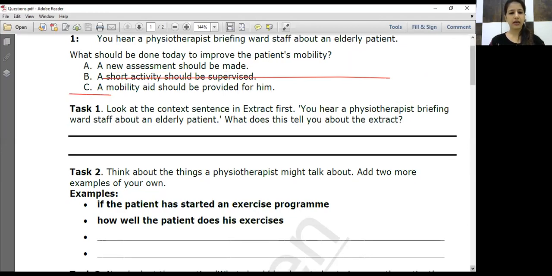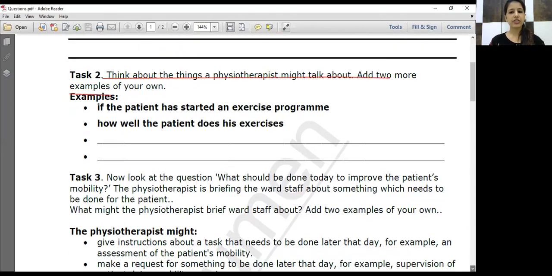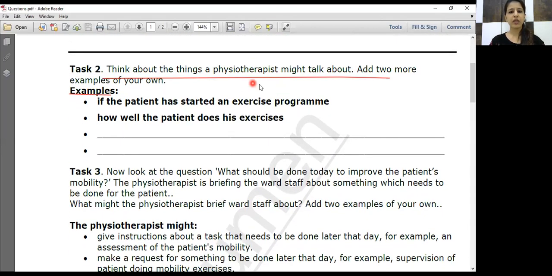Now, can you think about the discussion that they may have? If a physiotherapist is talking to a ward staff, I have given you two possible points that they may discuss: whether the patient is already on any exercise program, and whether the patient is doing exercise as well. Can you add two more points here? Can you predict what kind of discussion they may have, or what points might be included in their discussion apart from the points that I have added already?